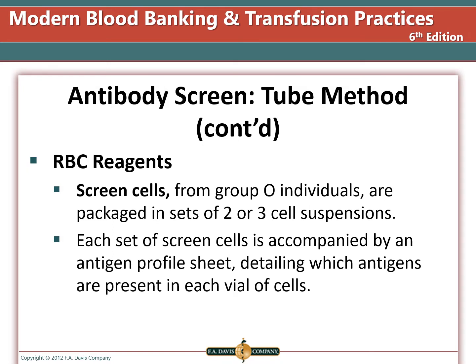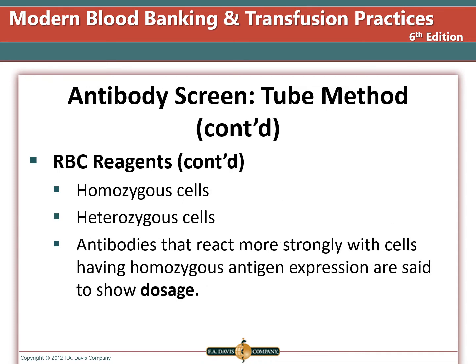The screening cells and antibody panel cells are all group O. Screens can be either 2 or 3 cells in a set. Each set of screen cells is accompanied by an antigen profile sheet detailing which antigens are present in each vial of cells. The reagent cells will either be homozygous for an antigen or heterozygous for the antigens in a blood group. Antibodies that react more strongly with cells having homozygous antigen expression are said to show dosage.